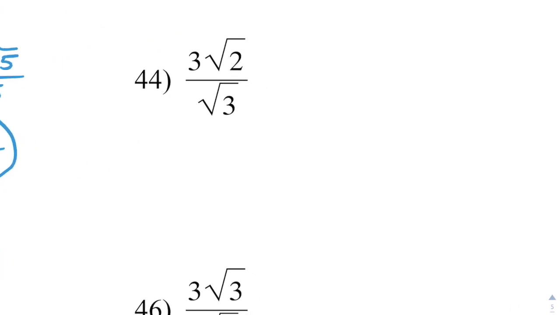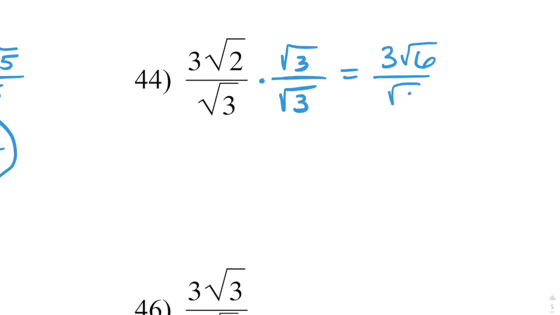Okay, 44. This one you're going to have to rationalize. 2 and 3, it doesn't matter how I write it. Whoops. Notice this doesn't work, right? I'm back at the beginning. So all I'm going to do is rationalize. I'm going to multiply by the denominator in both the numerator and denominator. The number 1, you can multiply by the number 1. So I get 3 square roots of 6 over the square root of 9.